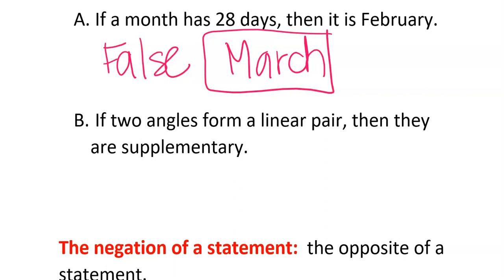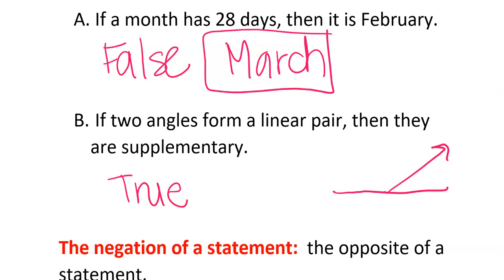Okay, if two angles form a linear pair, then they are supplementary. Is this one true or false? What is a linear pair, first of all? For those, you are looking for something that looks like this. Linear pairs are adjacent angles that have that line on the bottom and are right next to each other. Now, how much do those add up to if I draw that picture like that? 180. So would they be supplementary? Yeah, this one is true.